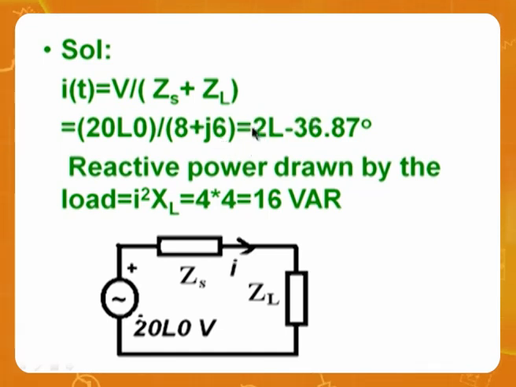Therefore, I square is 4, XL is 4. Because XL here, this is 7 plus J4 that I am substituting. That's why it is I square into XL, which becomes 16 VAR. So the option is B. Among the given options, it is B. Let's go to the next problem.